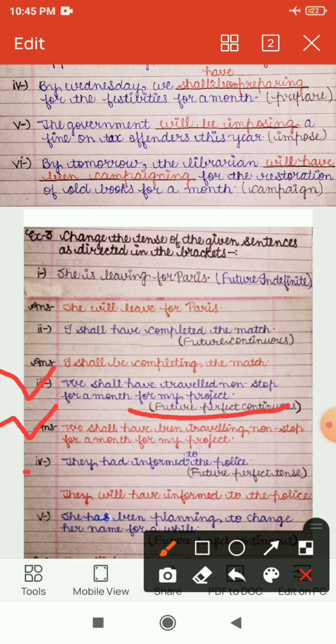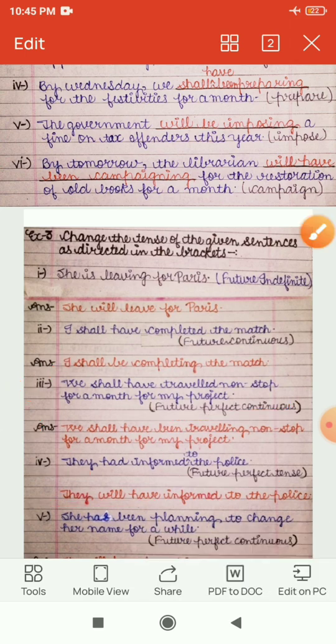Next sentence is they had informed to the police. That is past perfect tense. We have to change it into future perfect tense. So the sentence will be they will have informed to the police, because we have used will before have, that means it became future perfect tense.